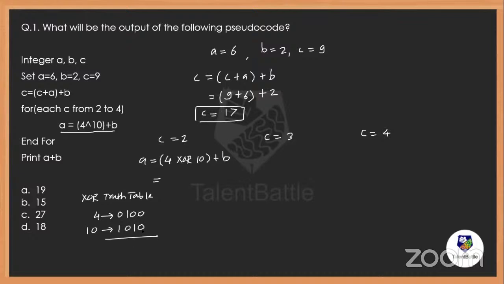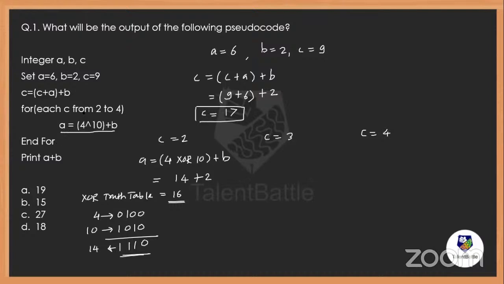So when both are 0, the output will be 0. The 1, 0 combination is 1, the 0, 1 combination is 1. Now this is the representation of 14 in decimal format. Means 4 XOR 10 is going to give me 14, plus the value of B that is given to us, 2, is equal to 16. So at the end of the first iteration, we got the value of A equal to 16.